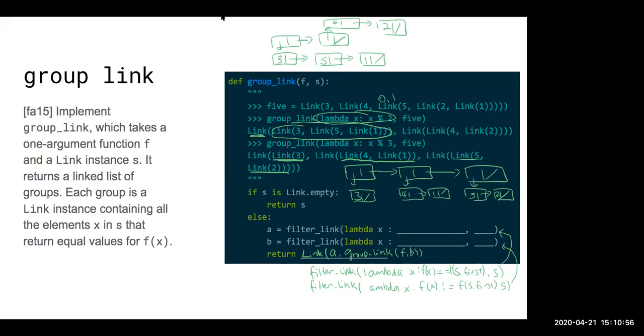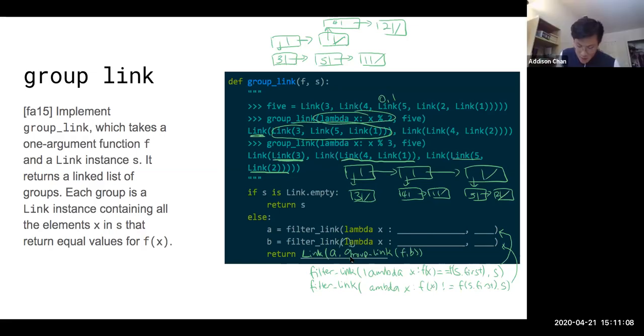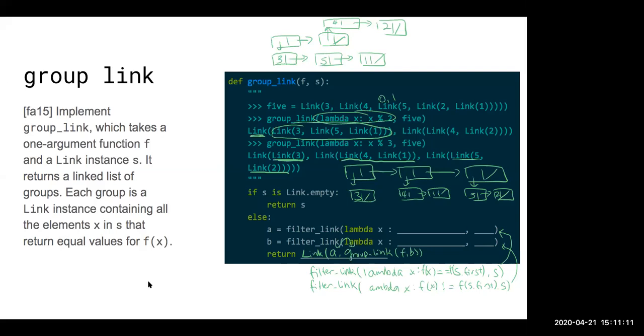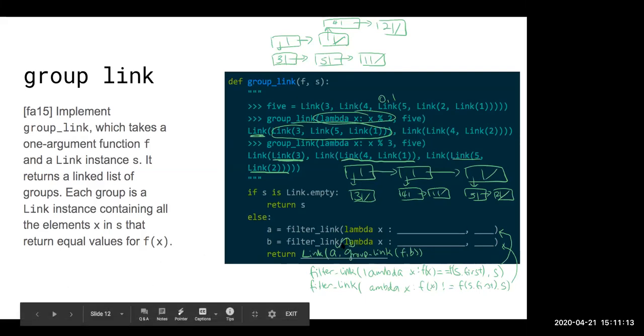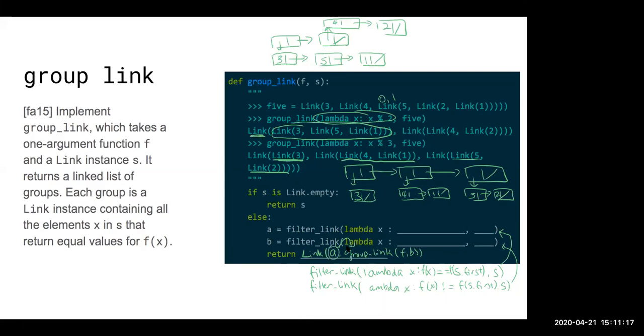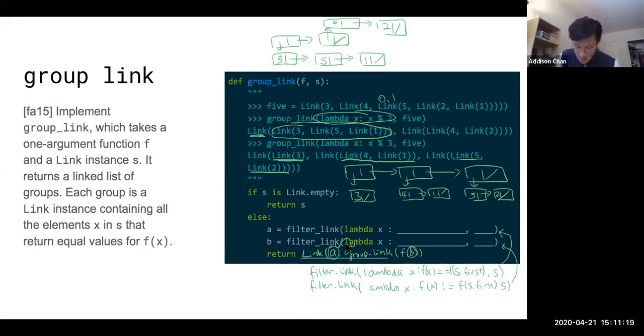Also, does the order matter in our recursive call at the bottom where we're doing link A, group link F, B? Does it not matter, like whether A goes before B or B goes before A? So you're saying, can we swap these two? Not A and group link, just A and B, the variables themselves. So like this one and this one. Yeah, these two. Okay. So we actually cannot do that.